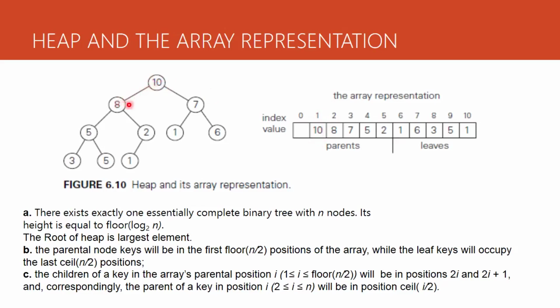First 10, then 8, left to right, next level left to right, next level left to right. That's how you have to place. Initially 10, then 8 and 7, then left to right again, 5 2 1 6, and 3 5 1.